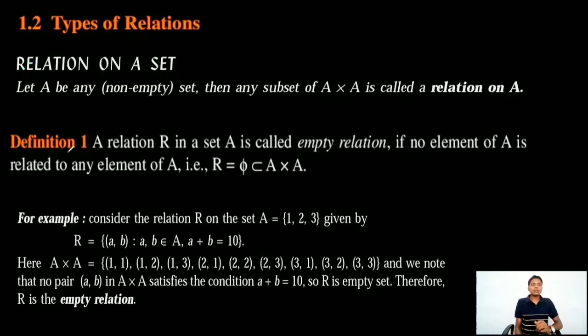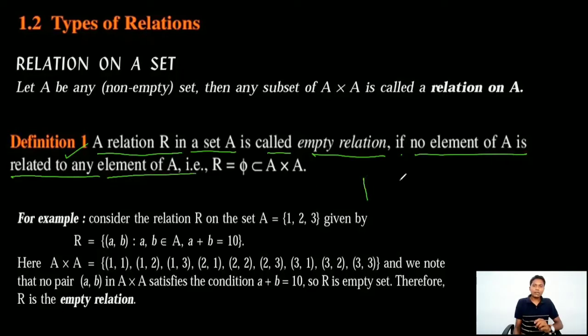Now coming to the first definition. Definition 1 is empty relation. A relation R in a set A is called an empty relation if no element of A is related to any element of A. That is, R is equal to the phi set. Then R will be called an empty relation.